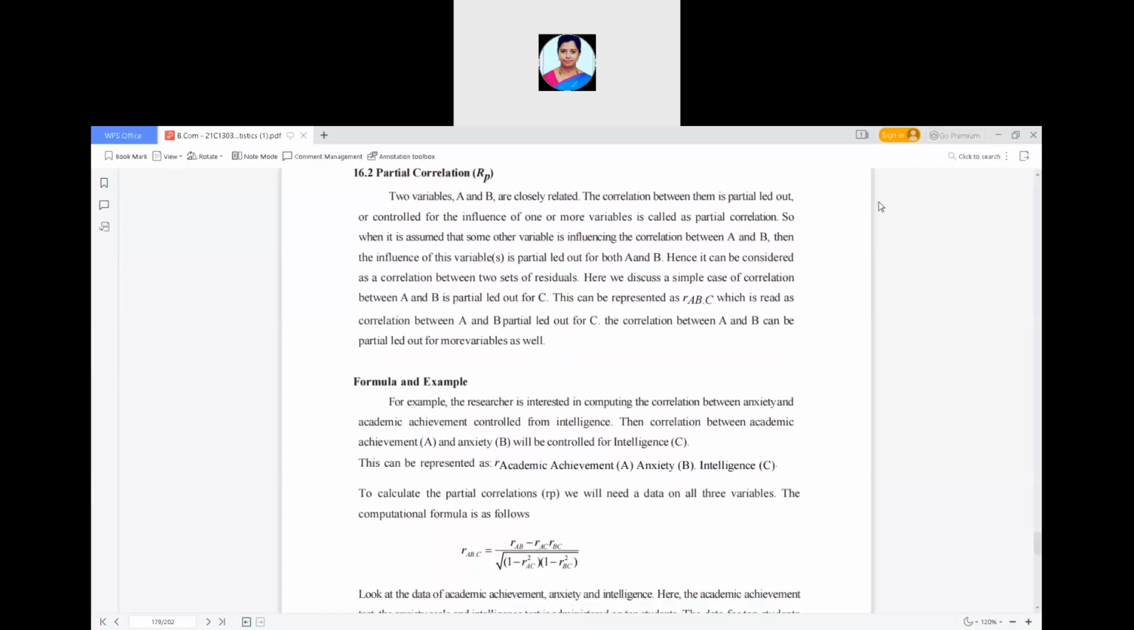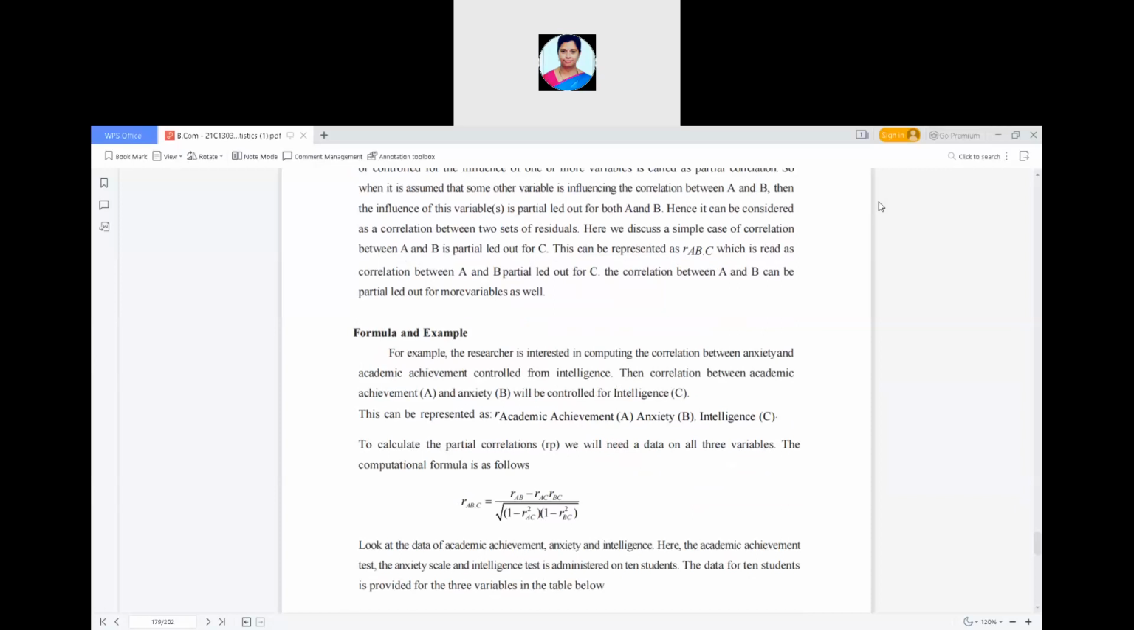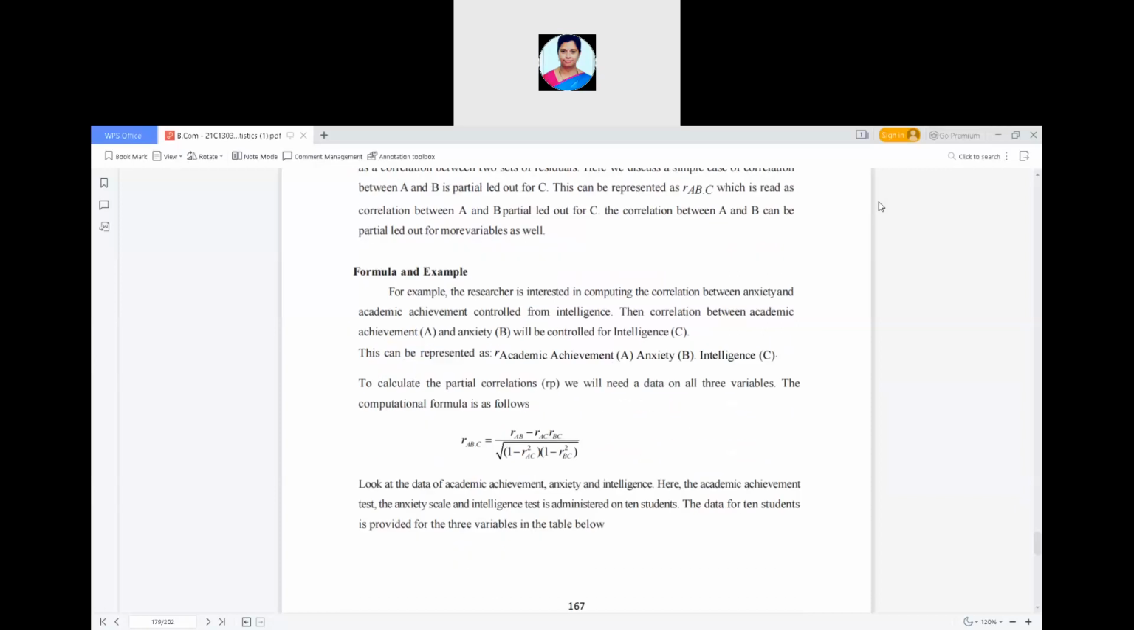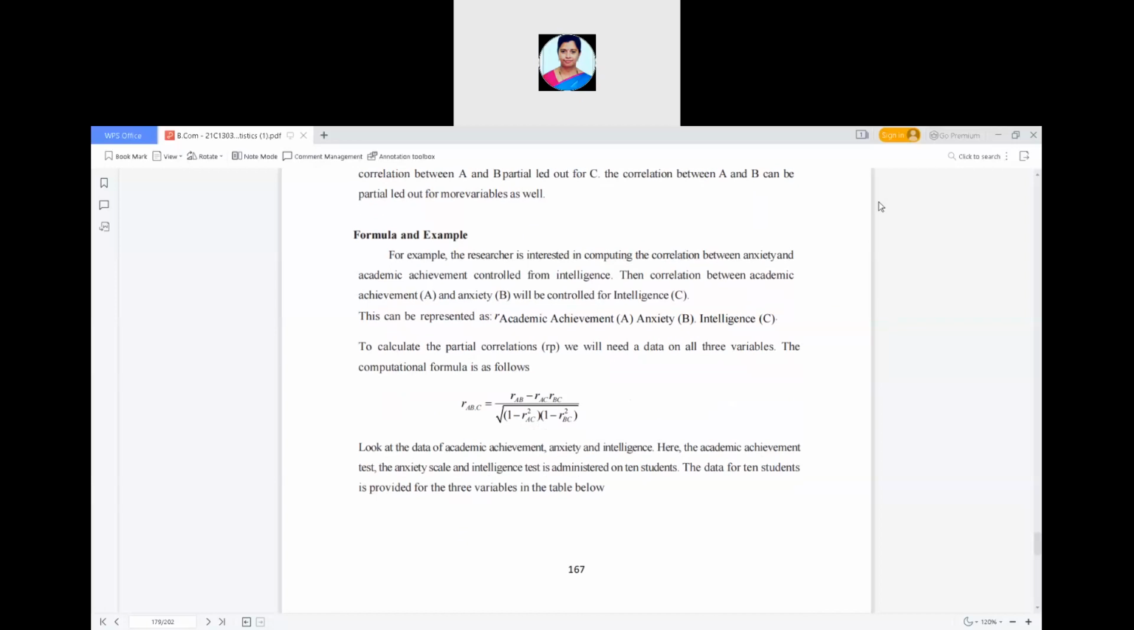So for the computation of this partial correlation, we make use of this formula: R A B dot C, that is, A B with C partialed out. It can be written as R A B minus R A C times R B C, divided by the square root of 1 minus R A C square into 1 minus R B C square. So here we can make use of this formula.